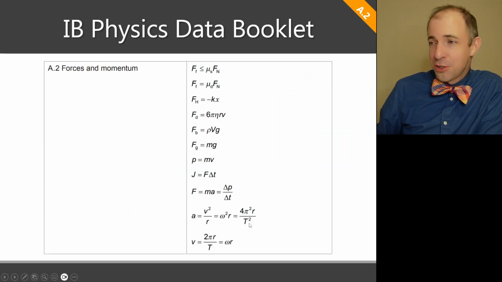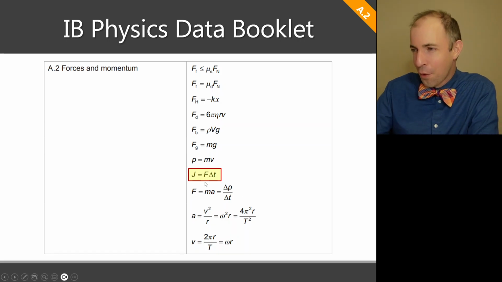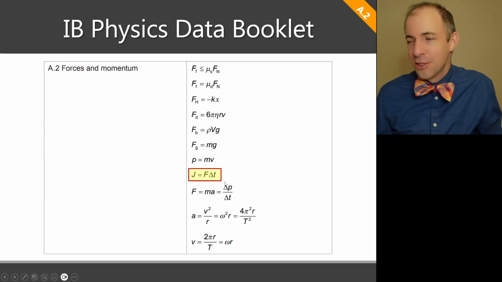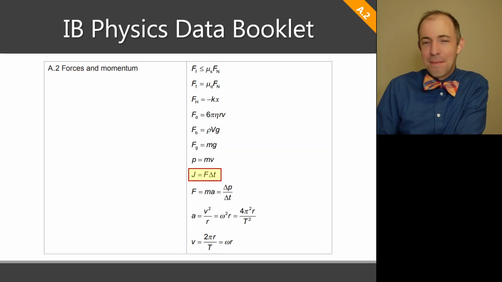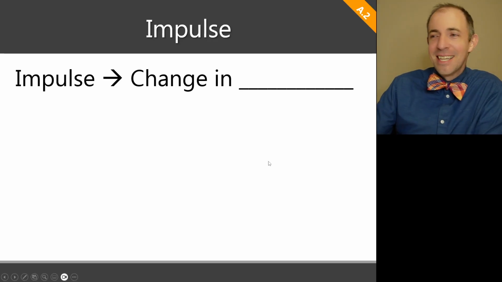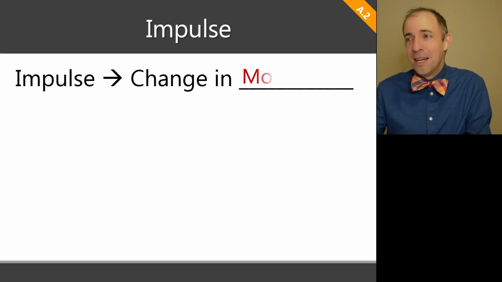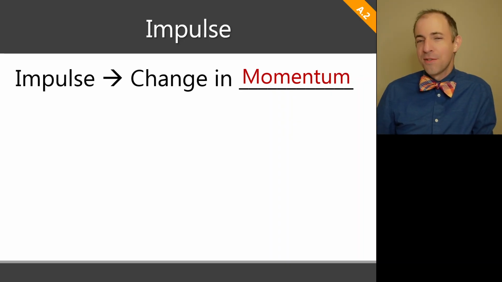So this equation actually shows up in the data booklet. It's right here. You'll notice that force times time, or force times change in time. The thing that's a little annoying here is impulse is represented by a capital J, or you could call it J impulse. Now, the impulse is effectively going to give you a change in your momentum. This is why impulse is going to be useful to us.